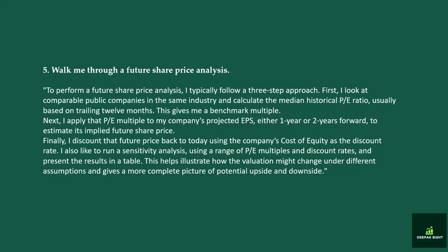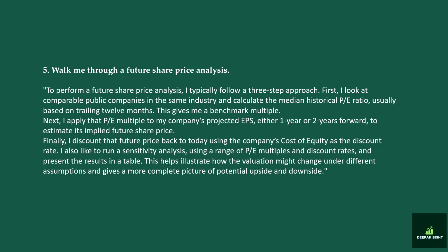Look at a set of comparable public companies in the same sector and calculate their median historical price to earnings first. And this is based on usually trailing 12-month data, which we have previously discussed, calendarization. And then the company's future earnings, EPS, usually 1 to 2 years forward, based on financial modeling and growth assumptions. Then multiply the projected EPS by the selected PE multiples to derive the implied future price.